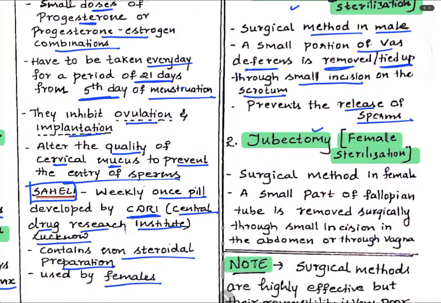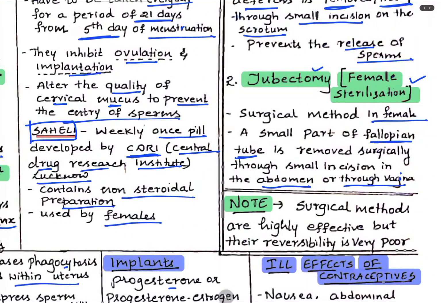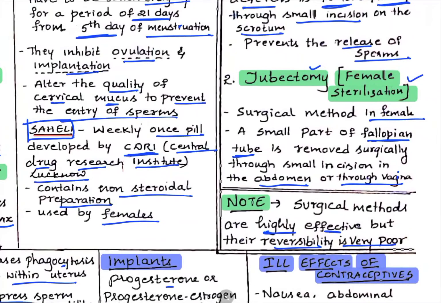Next is tubectomy or female sterilization. It is a surgical method for females. Here a small part of fallopian tube is removed surgically through small incision in abdomen region or through vagina. Keep a note on it. Surgical methods are highly effective, but their reversibility is very poor.